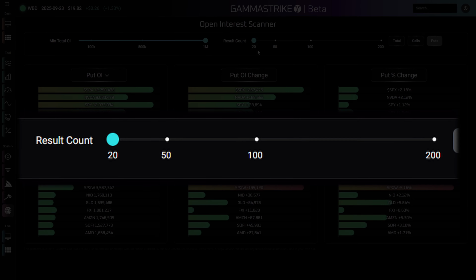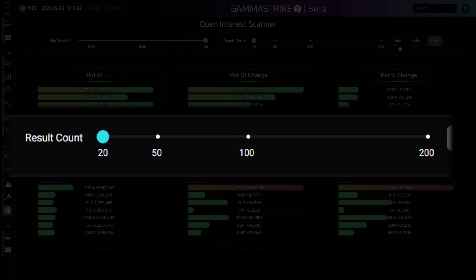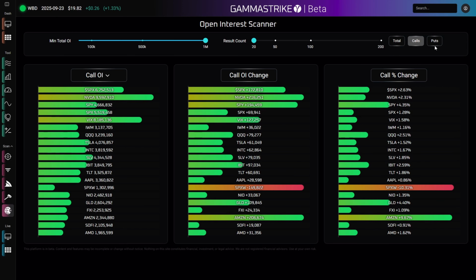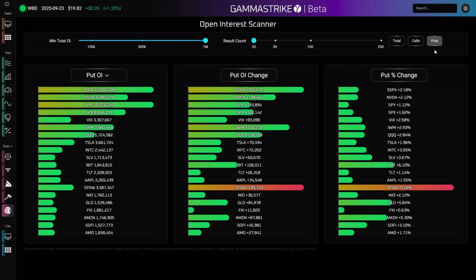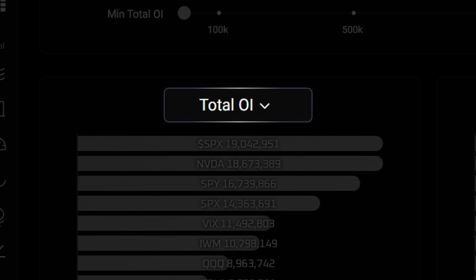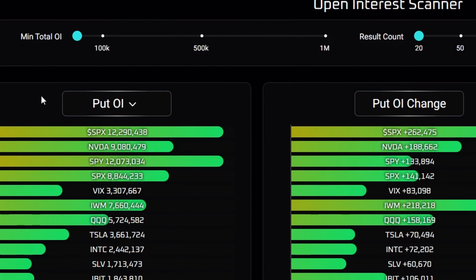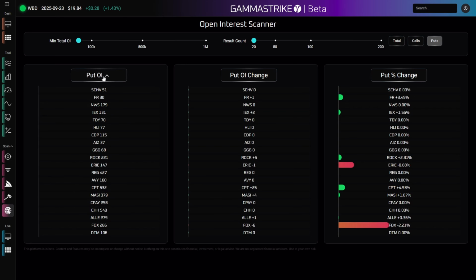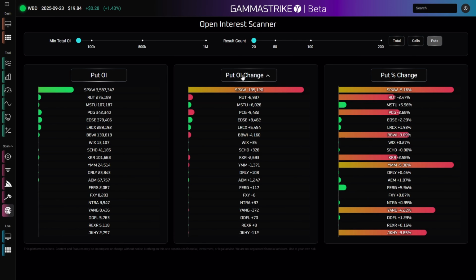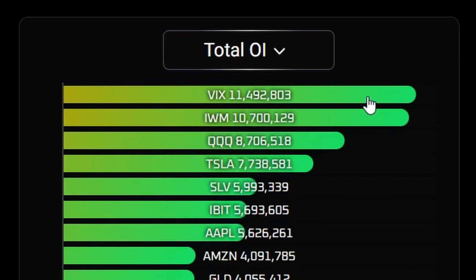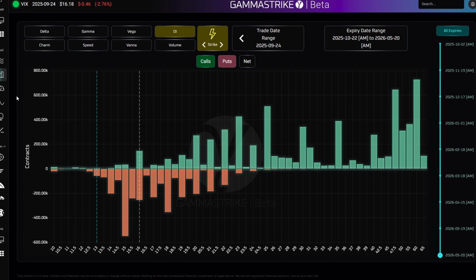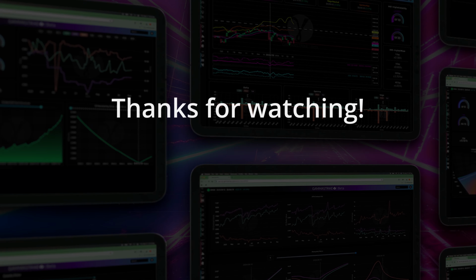the number of results you see, and choose to see total OI, only call OI, or only put OI in the tables below. The scanner will initially show total OI sorted by descending values, but you can change this easily by clicking on any of the columns to sort them either by descending or ascending value. If you see a ticker of interest, you can click on it to view the OI by strike and other Greeks.